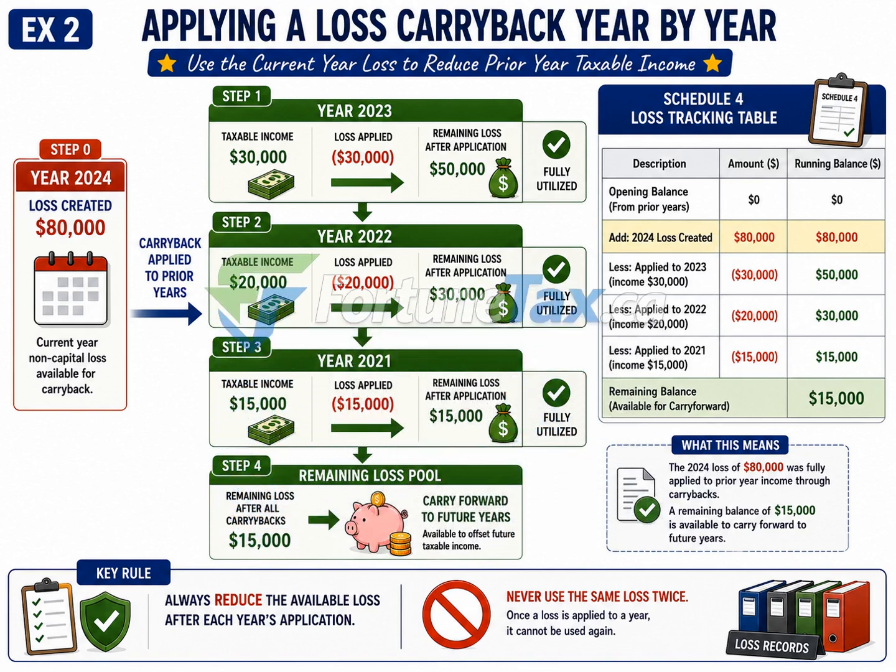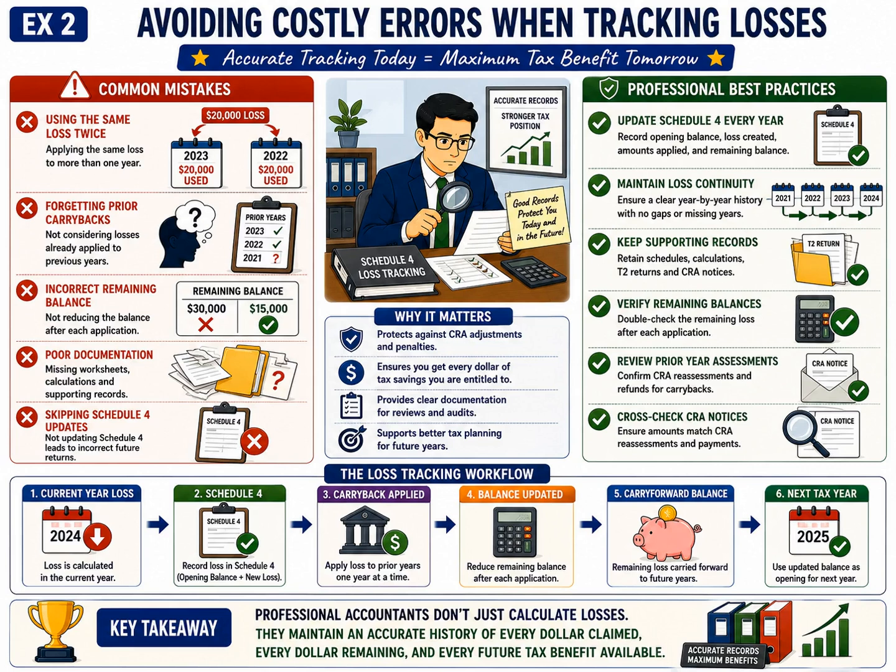Professional accountants carefully track every dollar of the loss to ensure that Schedule 4 remains accurate and that future tax returns continue with the correct opening balance. As we conclude this example, it's important to understand that most problems involving non-capital losses are not caused by incorrect calculations. Instead, they are caused by poor record keeping. Even if the loss is calculated correctly, failing to track it properly from year to year can result in costly errors on future T2 corporate tax returns.